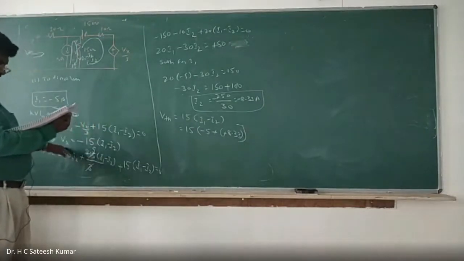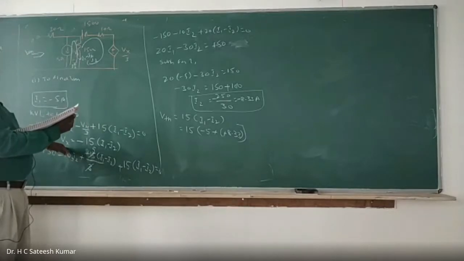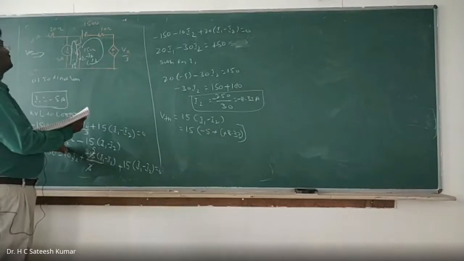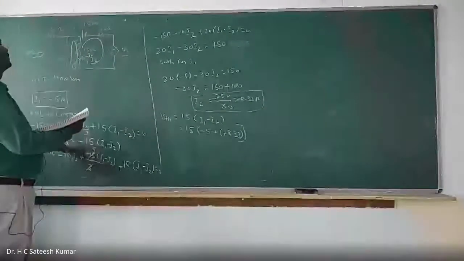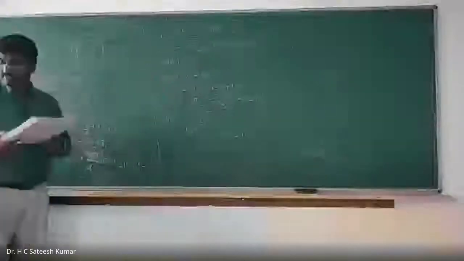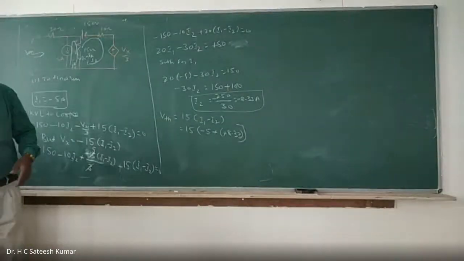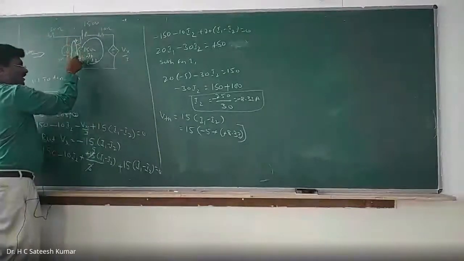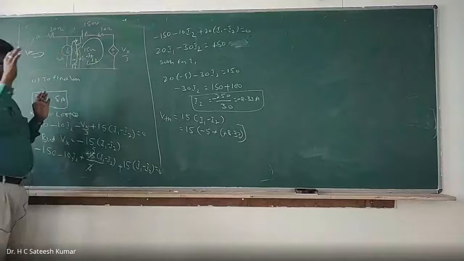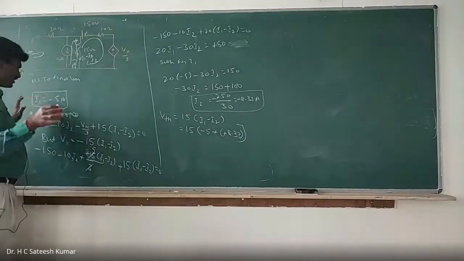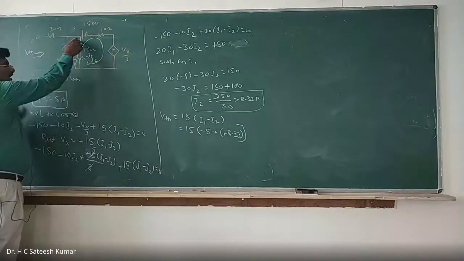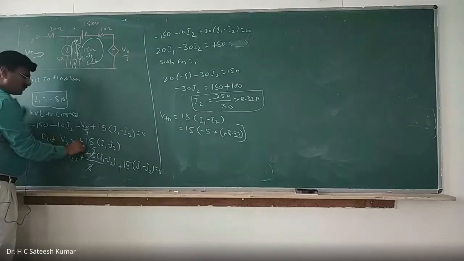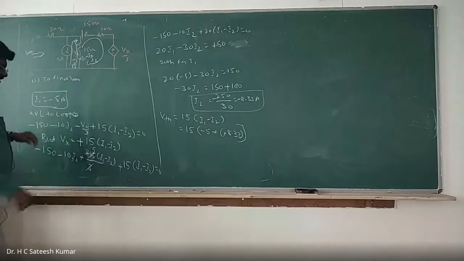Vx is equal to 15 into... oh, this is wrong. Sorry, here we made the mistake. Look here: this is plus, this is minus. The current is going from higher potential to lower potential. Therefore, the direction of the current is correct, which means the value of Vx is plus 15 into I1 minus I2. So that mistake is there.